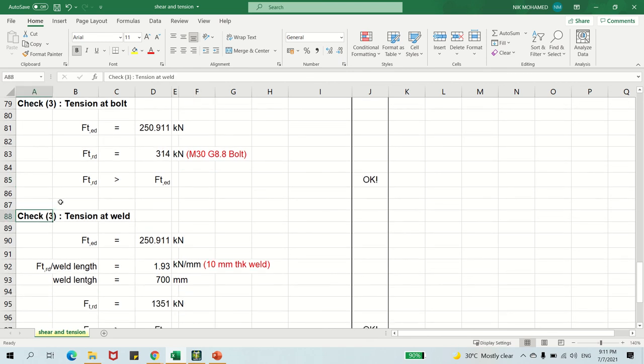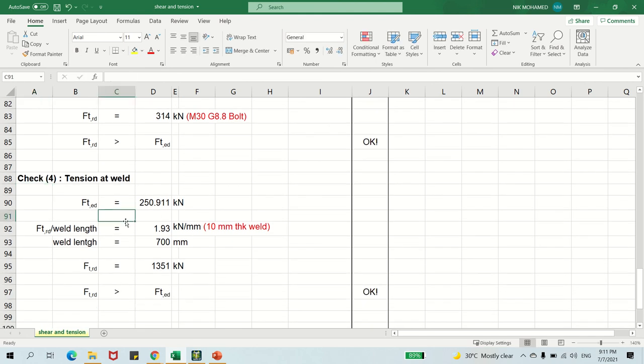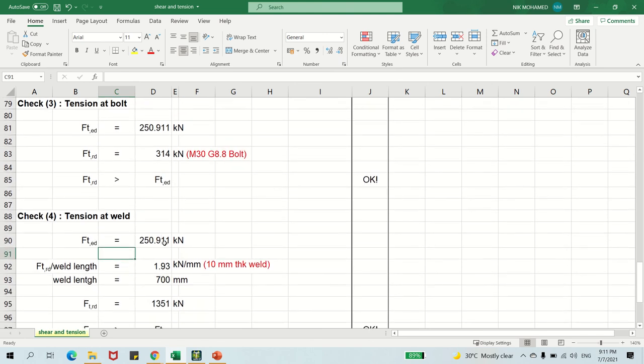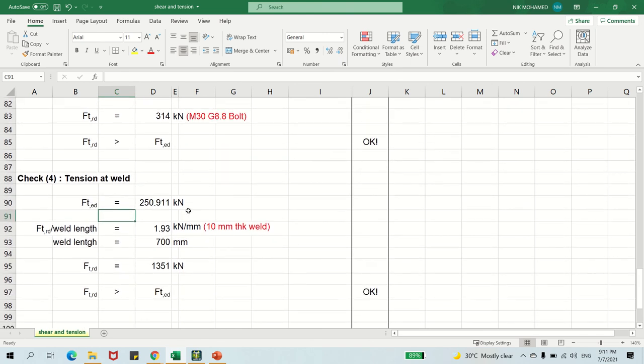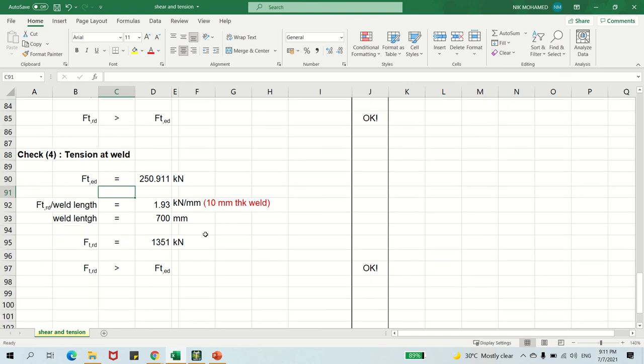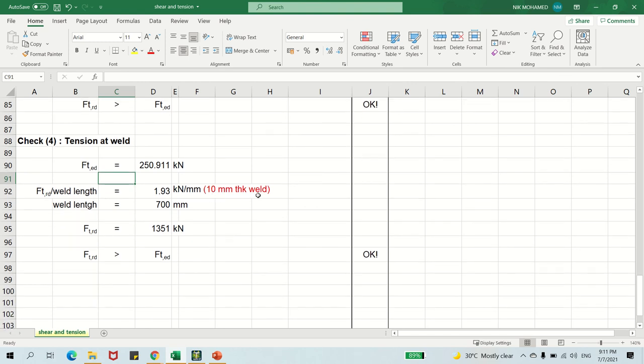And then the last checking is check number 4, which is tension at the weld. Okay, so our tension force is same value, which is 250.91 kilonewton. Okay, so the tension resistance of a weld length is 1.93 kilonewton per millimeter. This is for 10mm thick weld. Okay, so our weld length is 700, and then we get the value for the tension resistance, which is equal to 1351 kilonewton. So we found that our resistance is larger than the tension force, so it is okay.